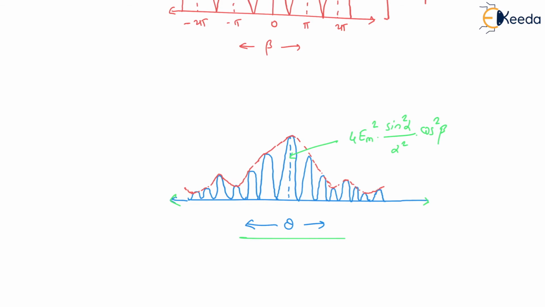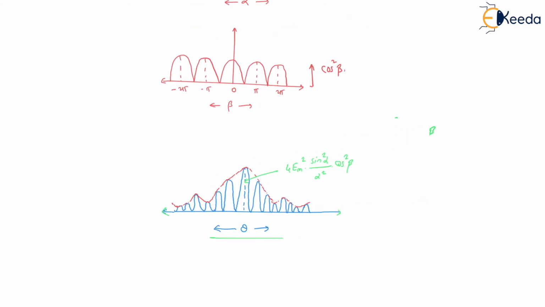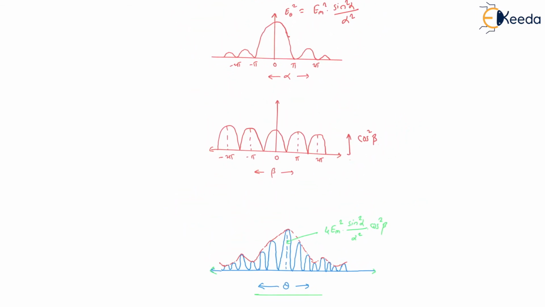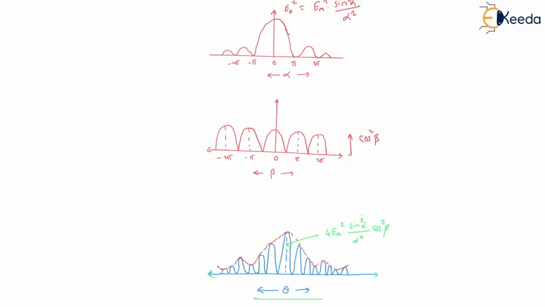Now we will combine these three graphs. Just look at these three graphs. The first one is of the diffraction component, that is E theta square. This graph is for the interference component, and this one is the combination of these two. The resultant of these two components is the third one.